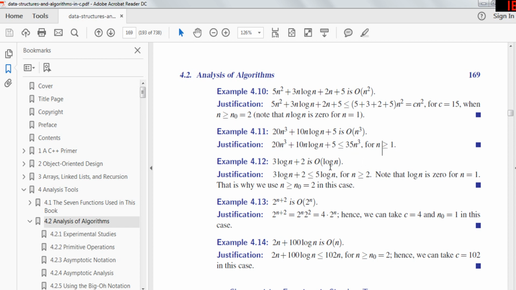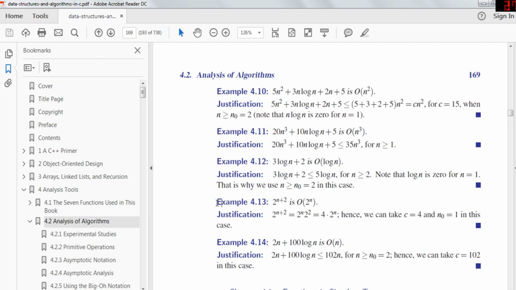Okay. 3 log n plus 2 is O of log n. The justification is that 3 log n plus 2 is less than or equal to 5 log n. They're adding this with this, and then they're multiplying it by the highest function, for n greater than or equal to 2. Note that log n is 0 for n equal to 1. That's why we use n greater than or equal to n naught equal to 2 in this case. They say greater than or equal to 2 because for n equal to 1, it's 0.